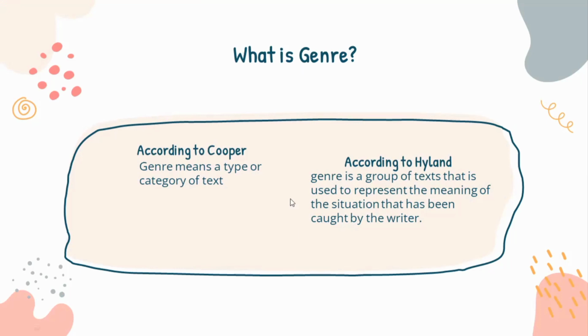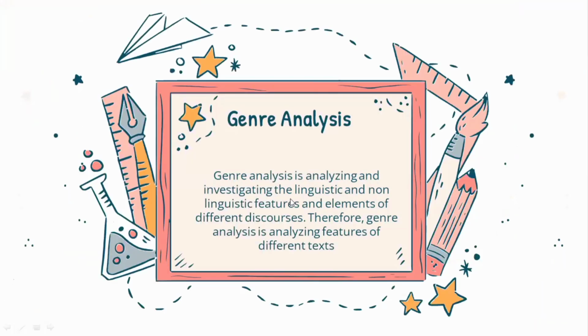After we know about genre, now move to genre analysis. Genre analysis is analyzing and investigating the linguistic and non-linguistic features and elements of different resources. Therefore, genre analysis is analyzing features of different texts. Genre analysis cannot only focus on the informational content of the text as such, but on the features and conventions used which make the text look or appear similar to other texts.